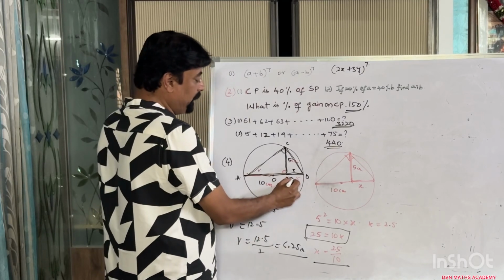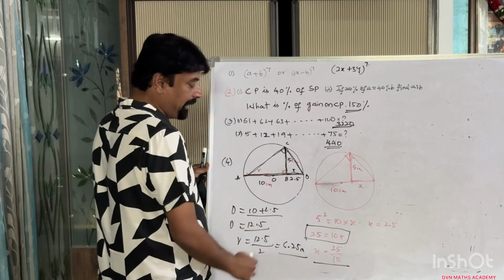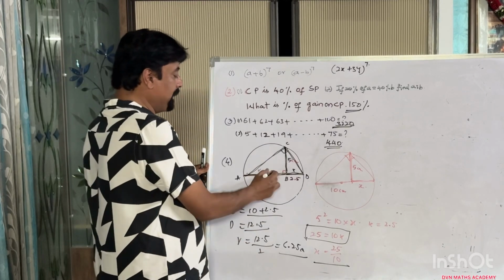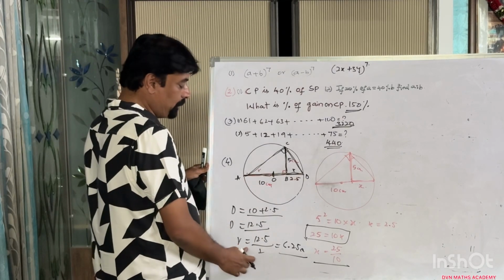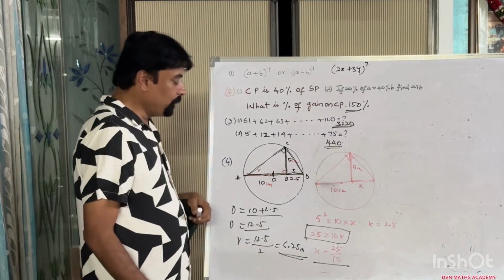If X is 2.5, the diameter should be 10 plus 2.5. The total diameter is 12.5. He is asking for the radius, so you divide it into two parts, that is 12.5 by 2. You will get 6.25 centimeters.